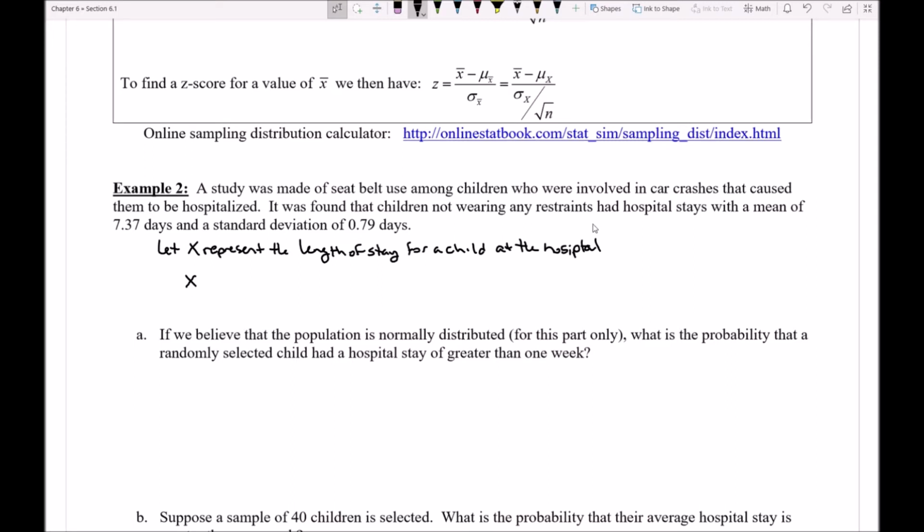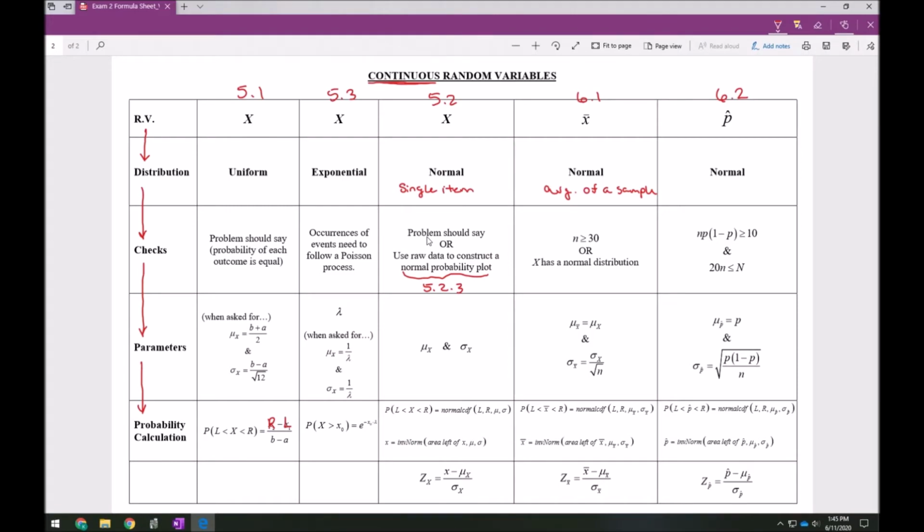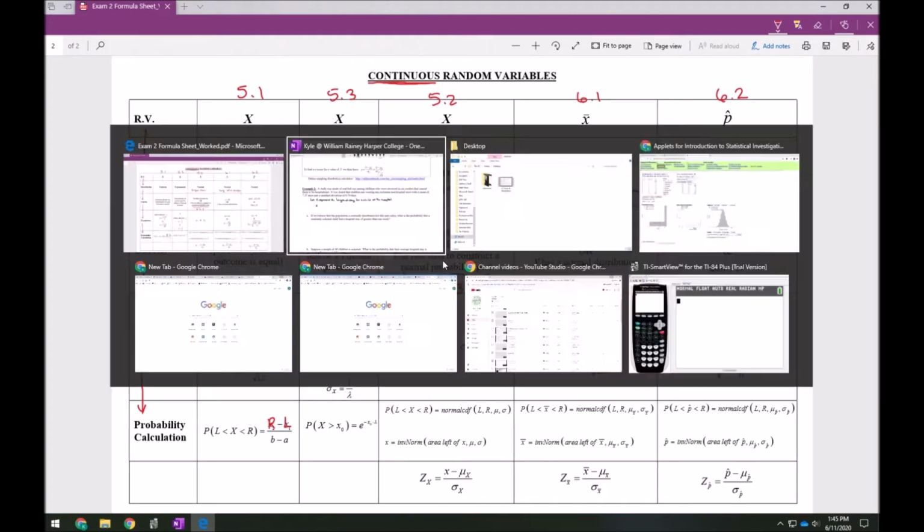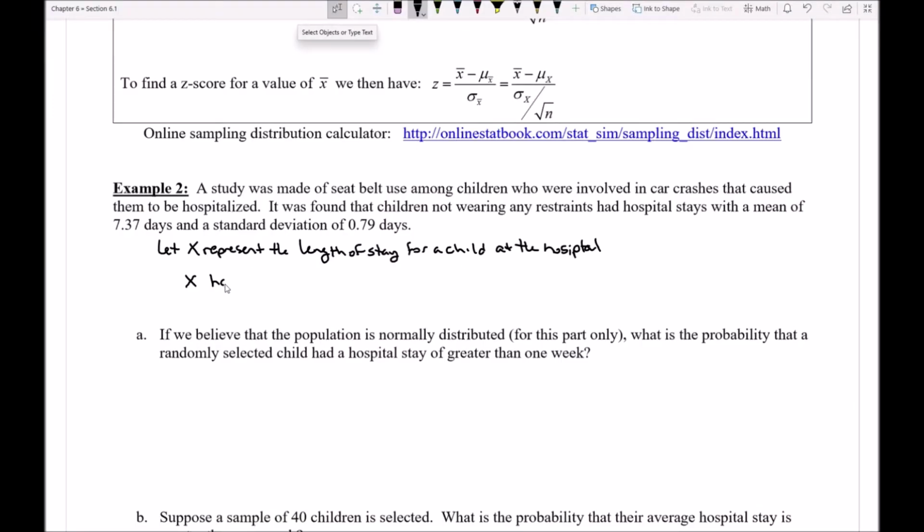I guess I'm not really told anything about what distribution I have. I can't really say that it's a normal distribution because the problem doesn't say that, and I don't have any raw data. So here's the best that I can do. I'll say x has an unknown distribution. That's okay. I can still tell that, regardless of whatever its shape is, the average length of stay is 7.37, and the standard deviation for the length of stay is 0.79.